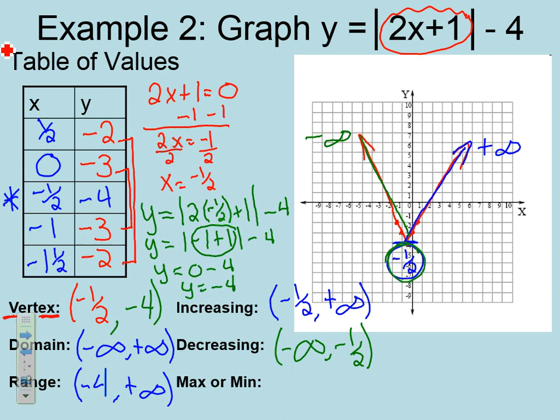Now, if we're talking about max or min, this is our lowest point. We don't have a highest point, but we have a lowest point, so we have a minimum. And that point is at negative 1/2, negative 4. But when we're talking about max and min, remember, we put it in terms of y equals, so my y is negative 4.